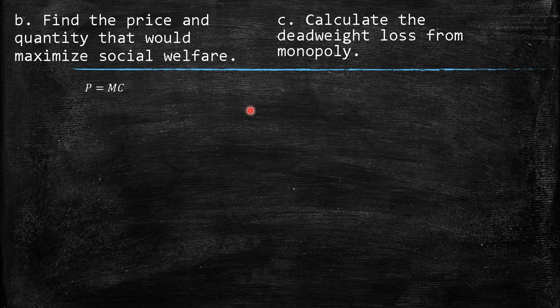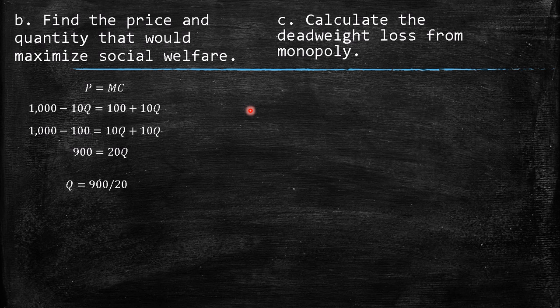The second point says find the price and quantity that would maximize social welfare. So remember, any time that we talk about social welfare, it is because we are assuming the competitive market. So we have price equal to marginal cost, then we have 1000 minus 10Q, which is the demand, and the marginal cost, which is this one.